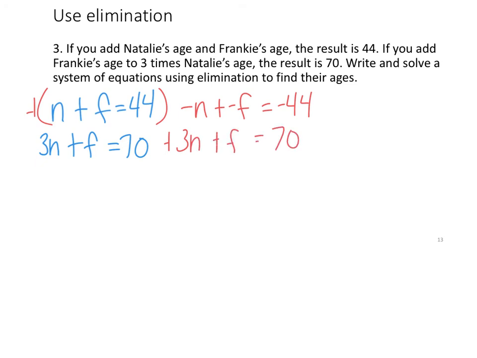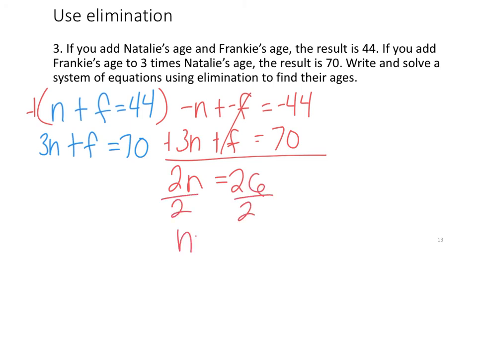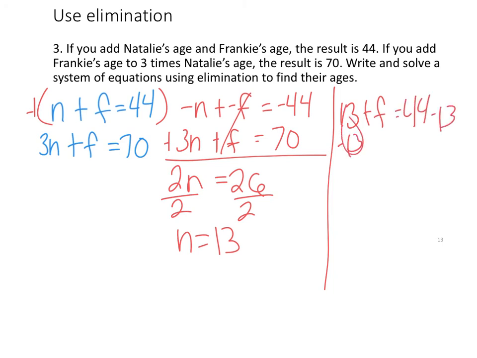Negative N plus 3N gives me 2N. Negative F plus F gives me 0, which eliminates that. Negative 44 plus 70 gives me 26. Divided by 2, N equals 13. So Natalie's age is 13. We need to know Frankie's age now. So 13 plus F equals 44. Subtract 13. 44 minus 13 gives me 31. So Frankie is 31.